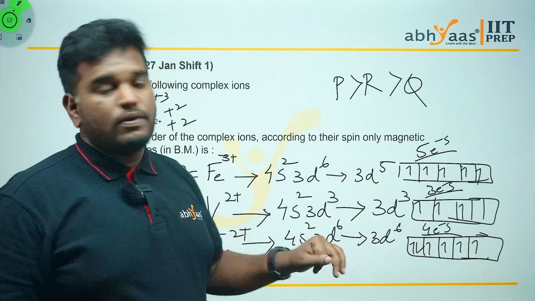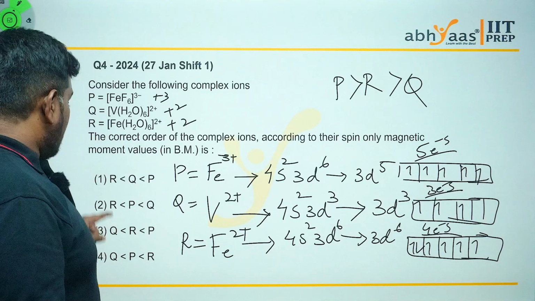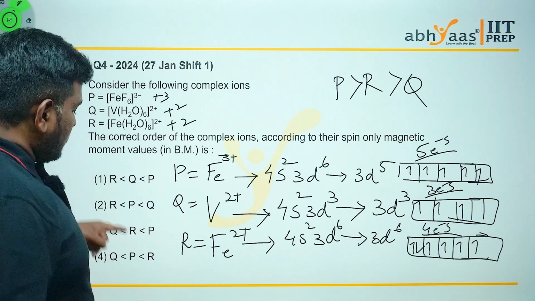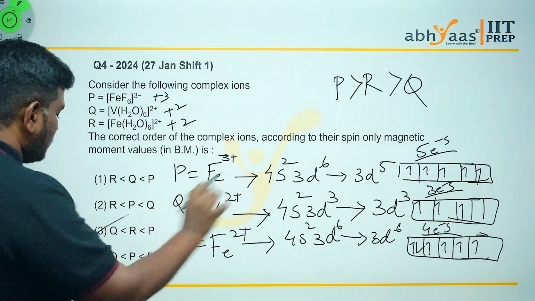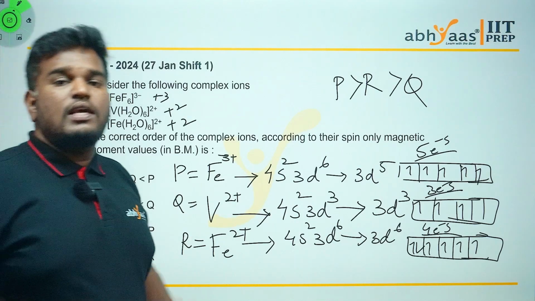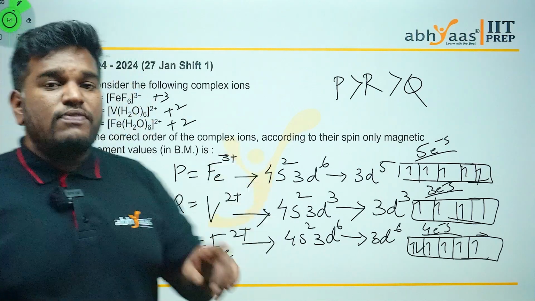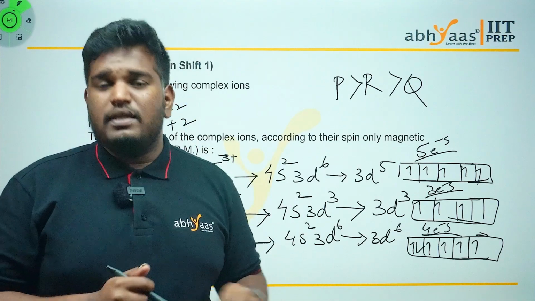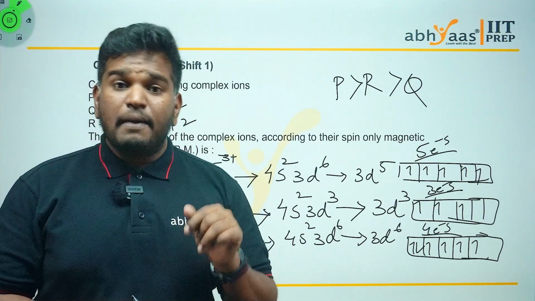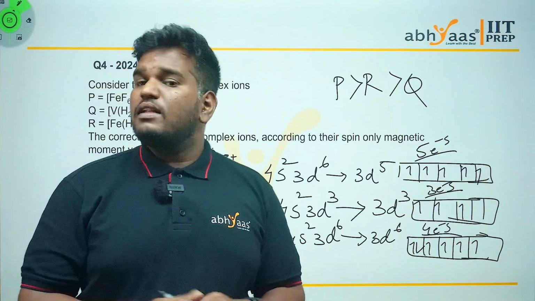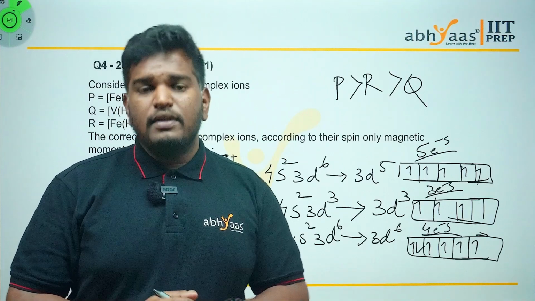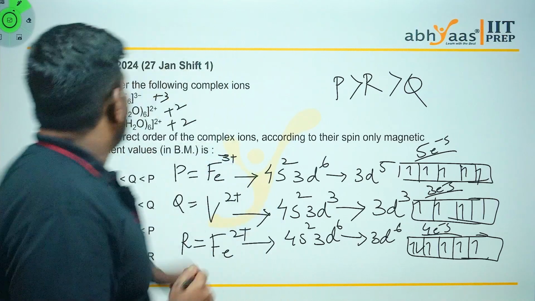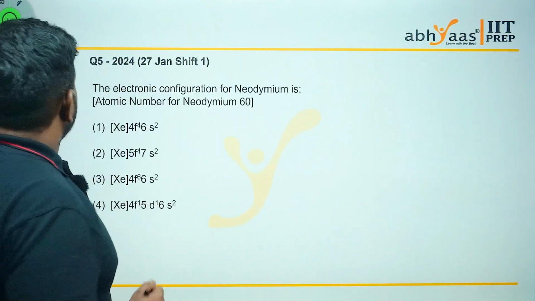P, R, Q. Right. So which is the right answer? We have P as the highest one, R as the second highest, Q the least. So the third will be our answer. So here also you have to find the oxidation state of the metal in that particular coordination compound. After that you have to see how many unpaired electrons are there in that particular metal. Then you can get the answer. You can conclude which will be having the maximum magnetic moment. Right. Now we will move to the next question.